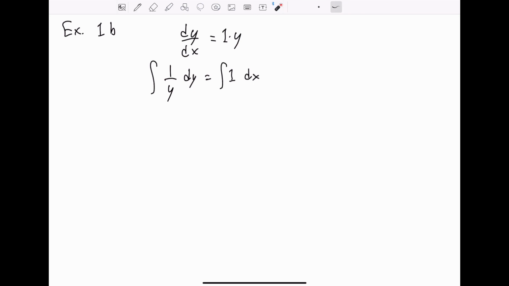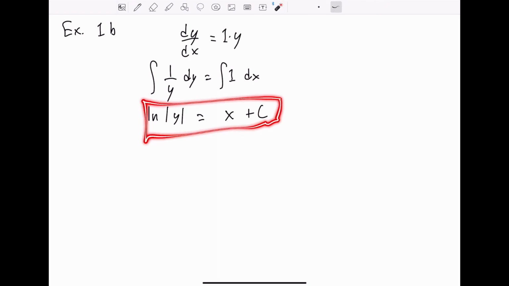The antiderivative of 1 over y is the natural log of the absolute value of y. And the antiderivative of 1? Well, think of what function has a derivative of 1. That function is just x. We have indefinite integrals here, so we need to add plus c, and once again we only add the plus c to one side. So here we have it.